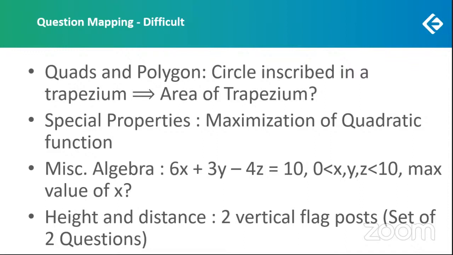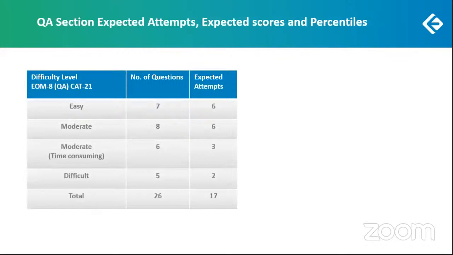So this mixes concepts of height and distance along with probability, and some bit of inequality was also there, right? And that is why this question can certainly be categorized as a difficult question. There were in fact two questions in this set, and both of them can be termed as difficult questions.